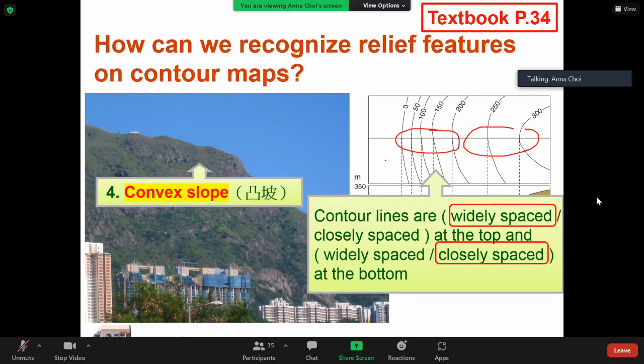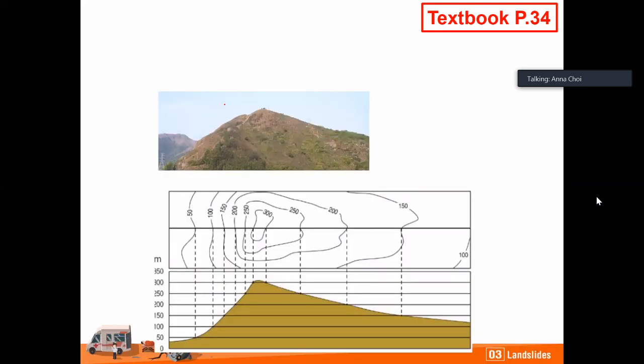Convex and concave. Okay. So the next one, this one is a hill. Okay, if I just cut this one in half, you can see here on your right hand side, this one is still the gentle slope.